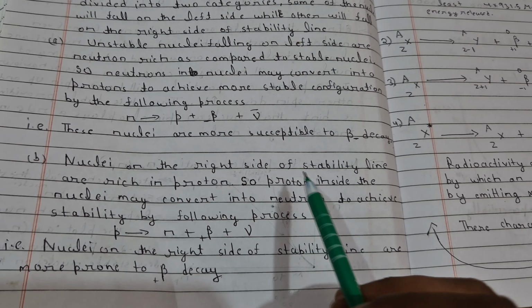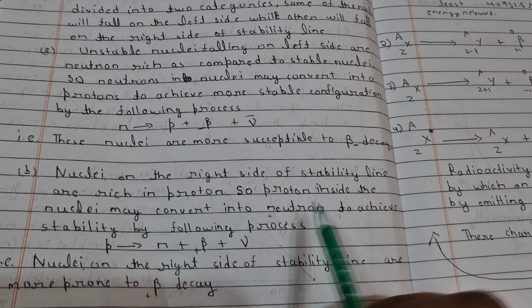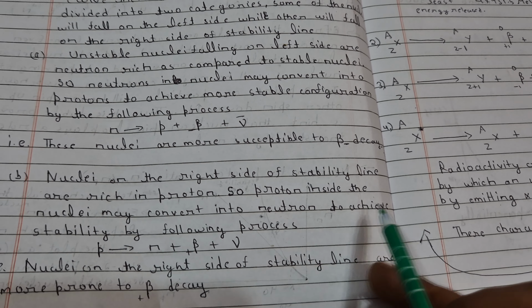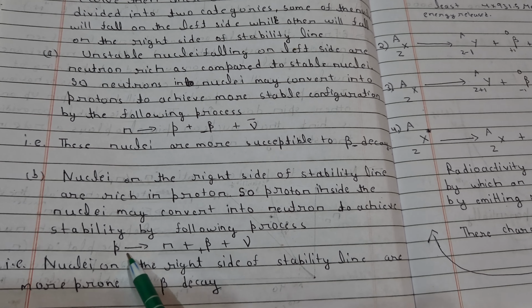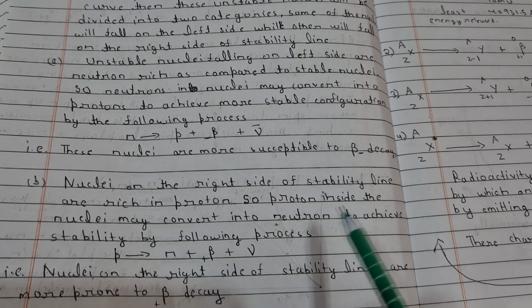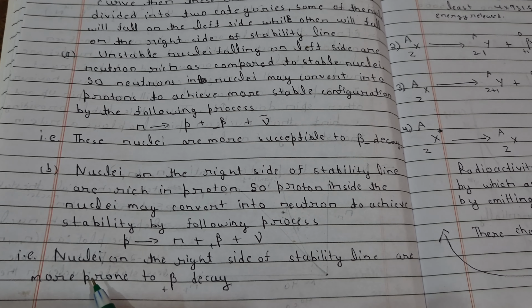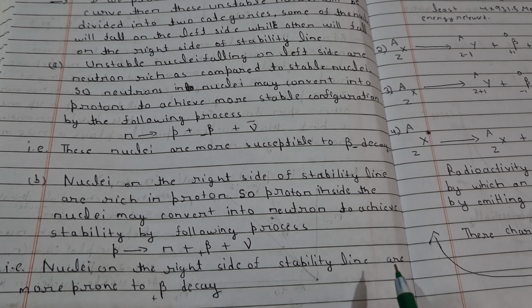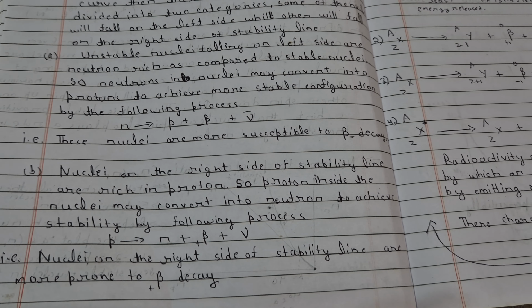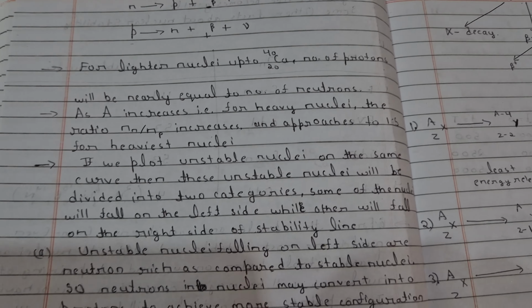Now, nuclei on the right hand side of the stability line are rich in protons, so protons inside the nuclei may convert into neutrons to achieve stability by the following process. A proton will convert into a neutron with beta positive emission and a neutrino. Nuclei on the right side of the stability line are more prone to beta positive decay. So that is what I just explained.